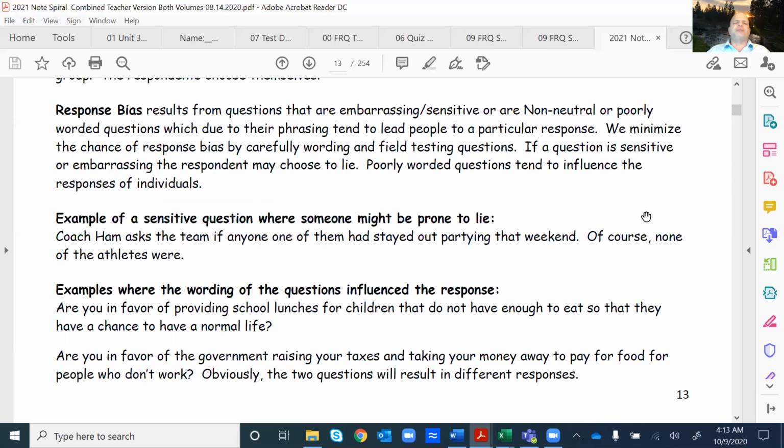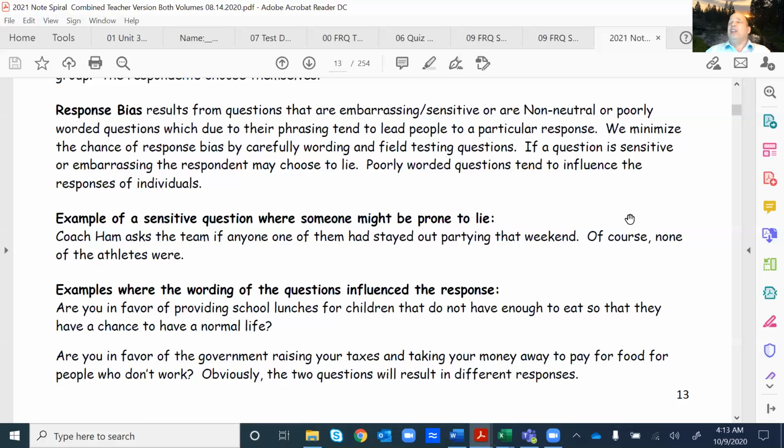We can also impact the answers or proportion by the way we phrase the question. Now, please remember, that doesn't mean I change everybody's mind, but I have to change a portion of the population. All right? So try this. Are you in favor of providing lunches for children that do not have enough to eat so that they have a chance to have a normal life and be productive members of society?